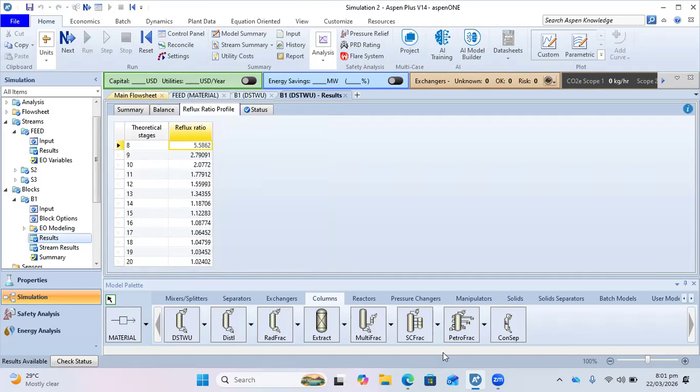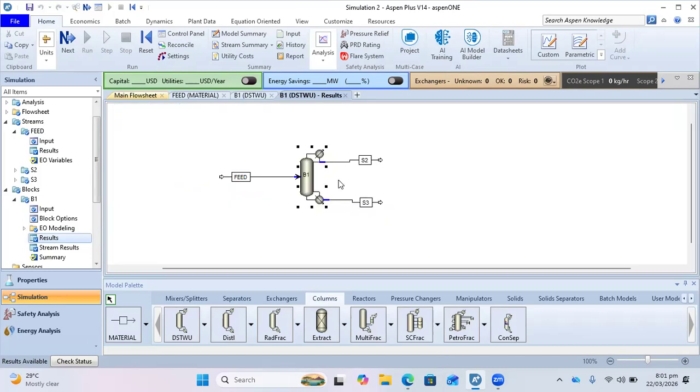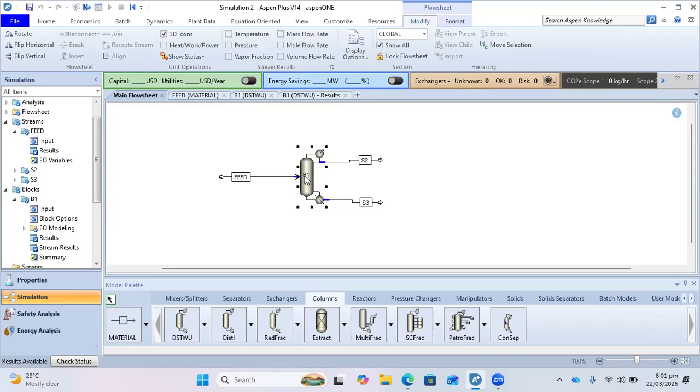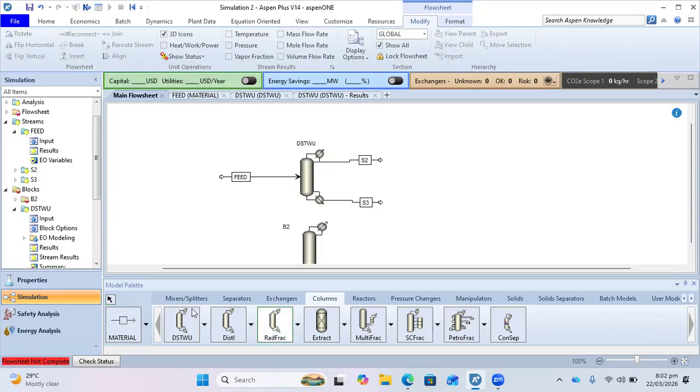Okay. Now the next thing we want to do is try one of the rigorous models. Remember we mentioned that DSTWU is a simplified model. So let me rename this as DSTWU. We said that RADFRAC is more rigorous, it's more detailed, it requires more information, right? Or we can specify more details there. So what we are going to do is place our RADFRAC block down, and then we'll connect the inlets and then the outlets.